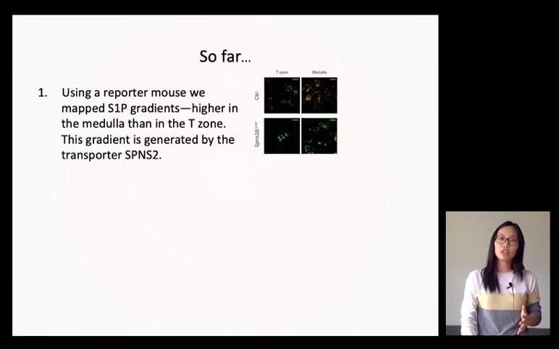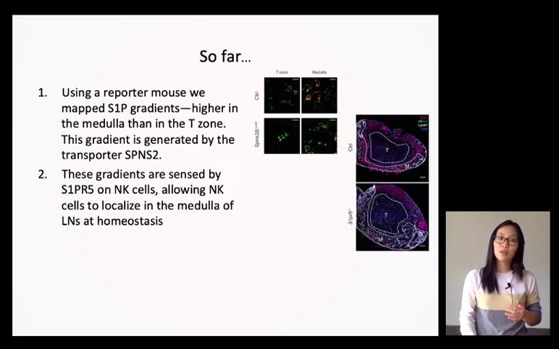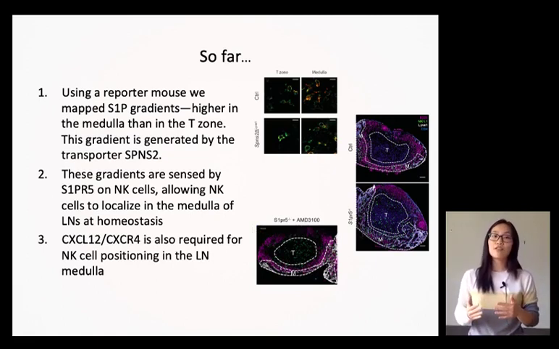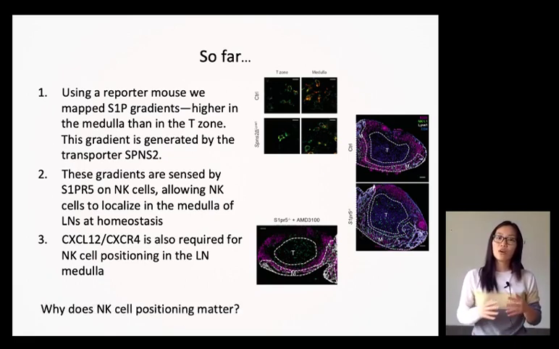Now, so far, what I've shown you is that, number one, we used the reporter mouse to map S1P gradients, and we saw that these gradients were higher in the medulla compared to the T-zone, and that this gradient is generated by the transporter spinster2. Number two, I showed you that these gradients are sensed by S1P receptor 5 on NK cells, allowing NK cells to localize to the medulla of lymph nodes at homeostasis. And finally, I've shown you that CXCL12 and its receptor CXCR4 is also required for NK cell positioning in the lymph node medulla. So our final question was, why does NK cell positioning matter?